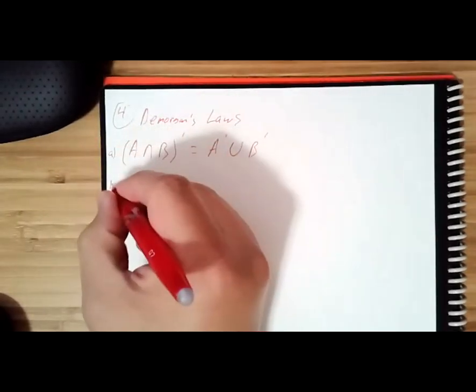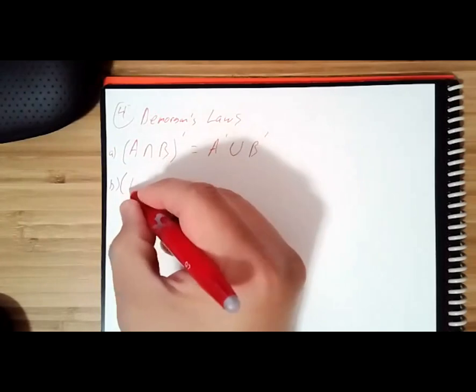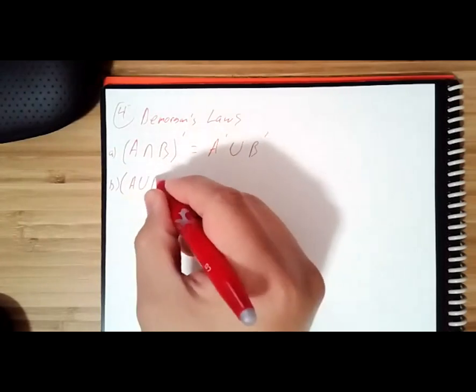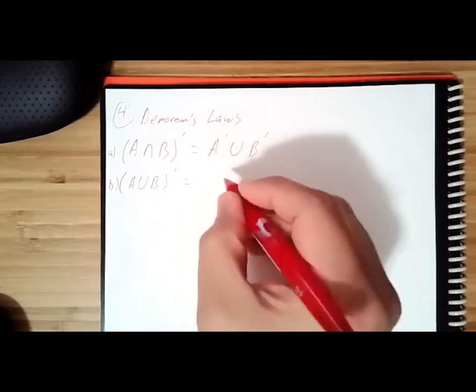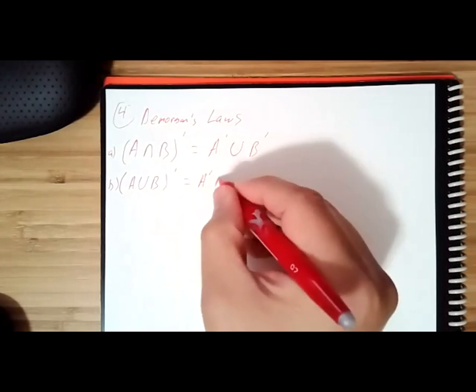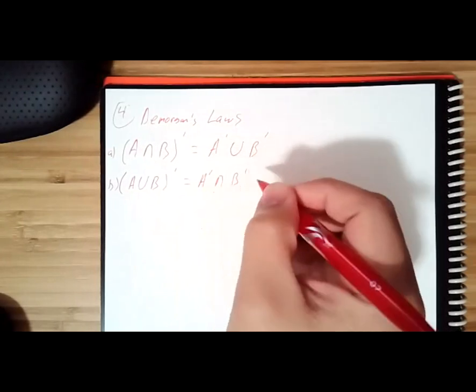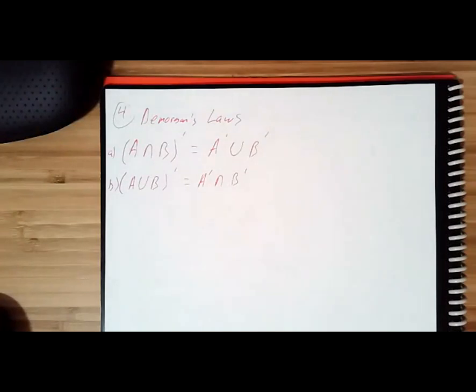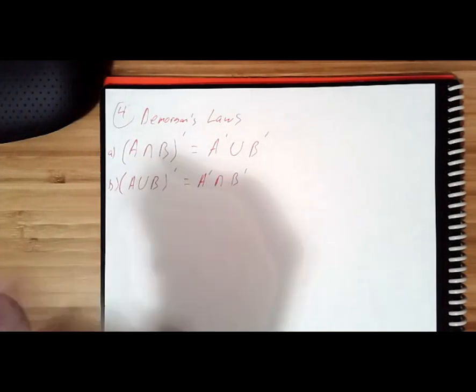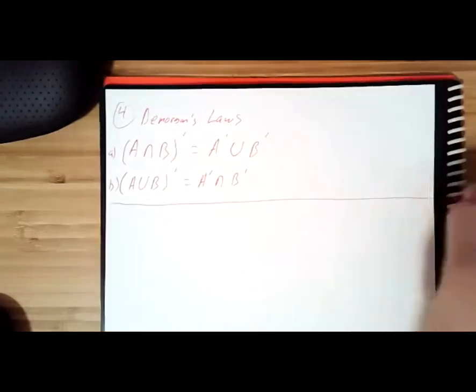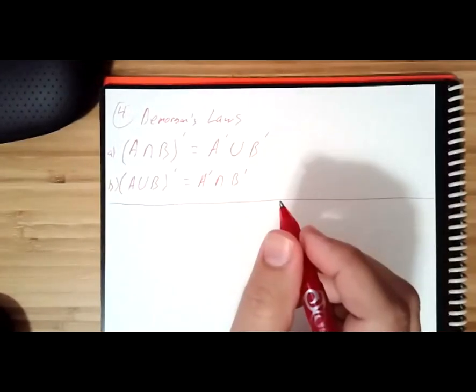Okay, now part B, the other way around, is of course the opposite. That'll be A complement intersect B complement. So let's do an example now. Let's think of enough formulas for the rest of the section.